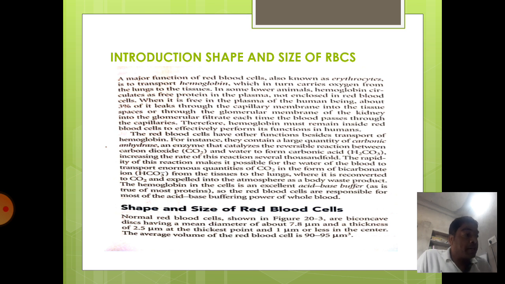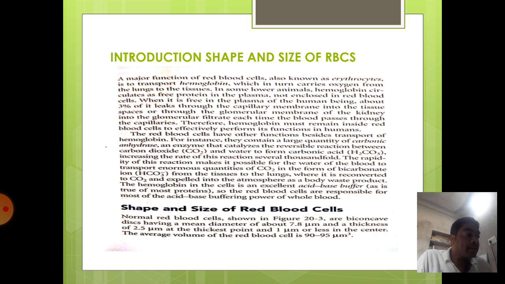When it is free in the plasma of the human being, about 3% of it leaks through the capillary membrane into the tissue spaces, or through the glomerular membrane of the kidney into the glomerular filtrate, each time the blood passes through the capillaries. Therefore, hemoglobin must remain inside the red blood cells to effectively perform its function in humans.